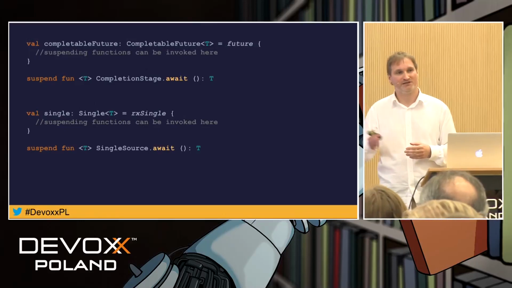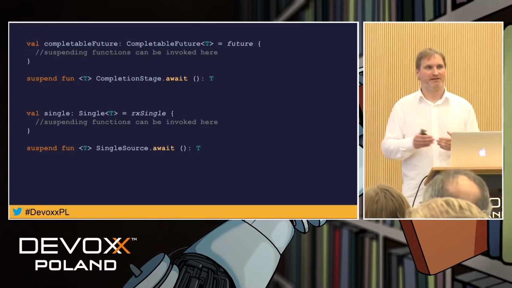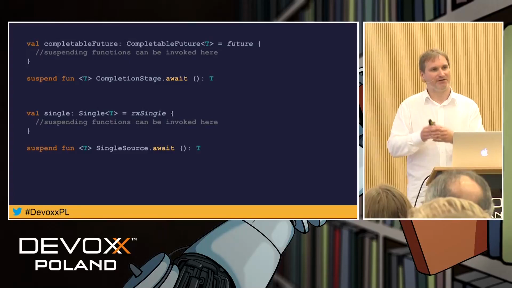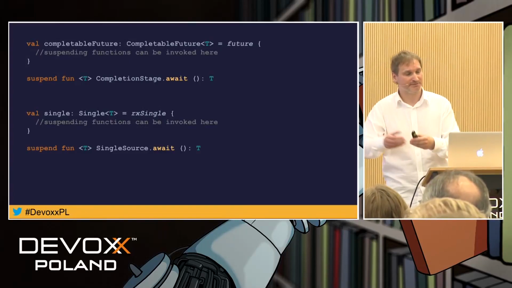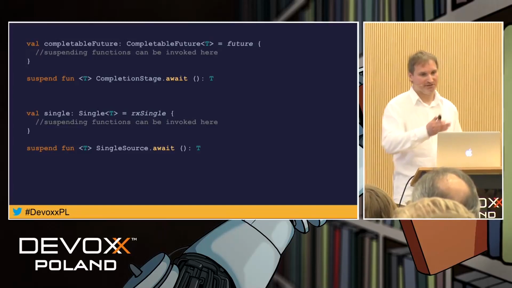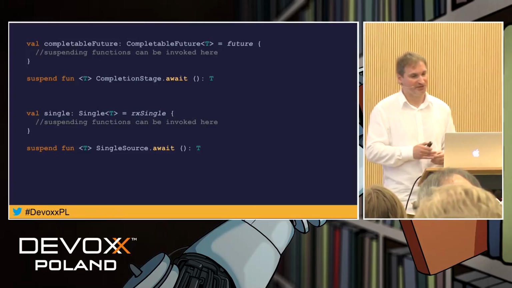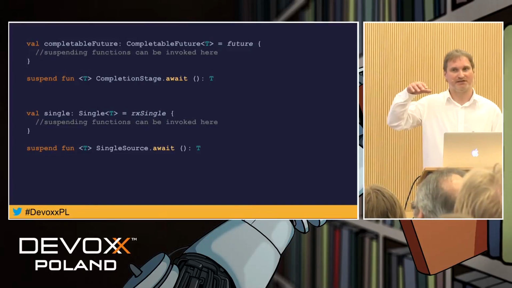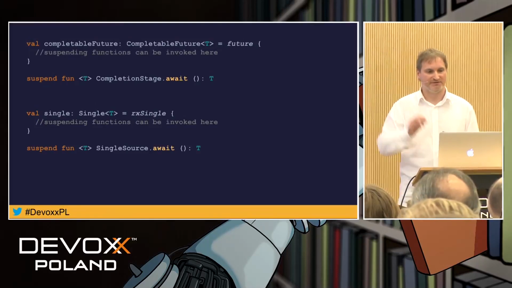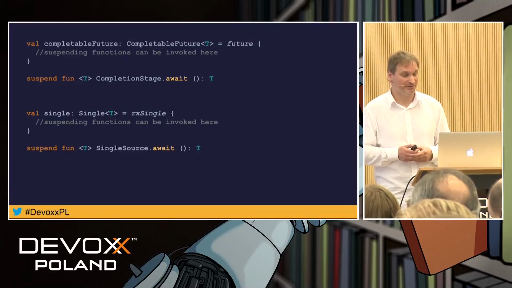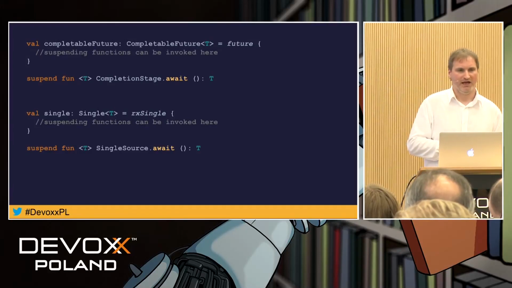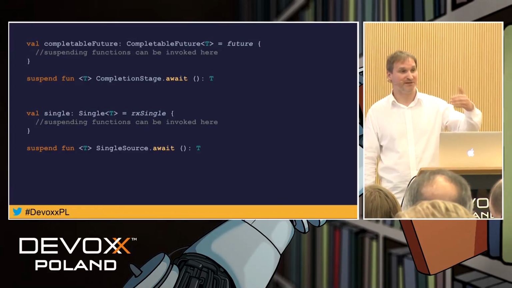Extension functions in Kotlin allow you to create new functions on existing types. Here, for example, we have an await function on CompletionStage. CompletionStage is the super type of CompletableFuture, so you can also call await on a CompletableFuture. And this extension function is a suspending function.